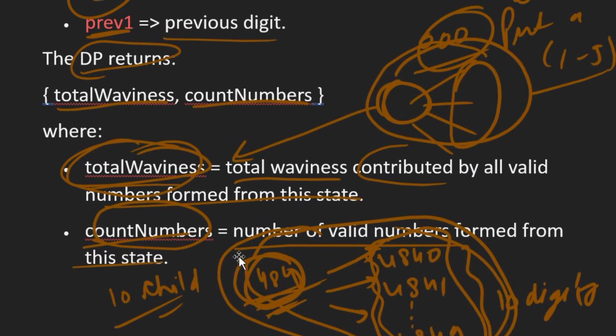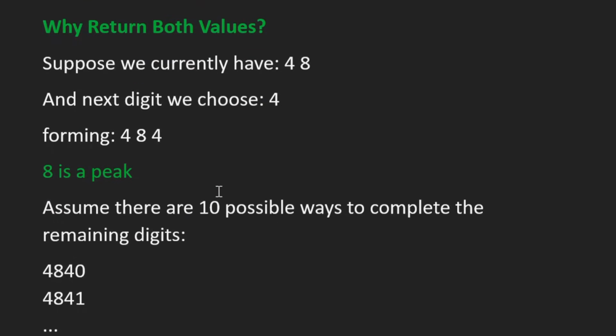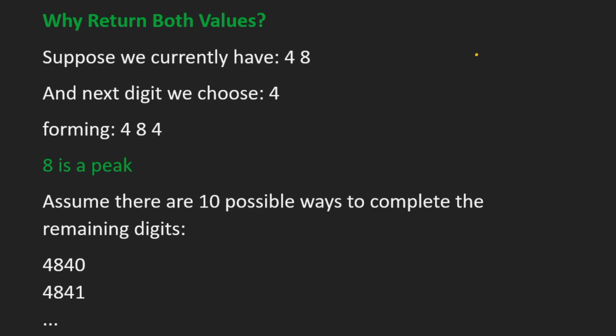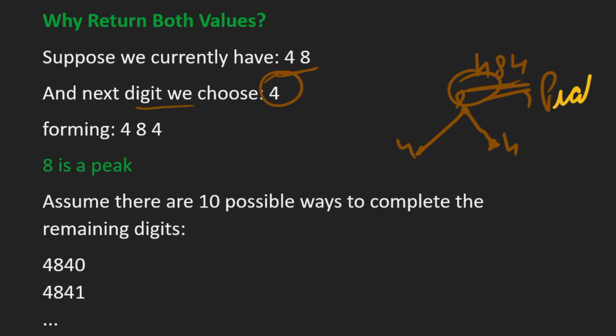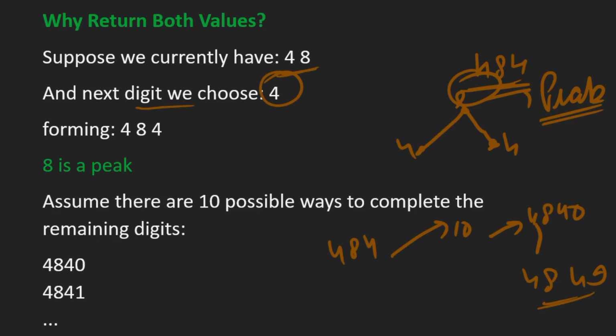So these are the two things that we get from the DP. Now you may think why we are returning both these values. Suppose we currently have 48 and the next digit that we have taken is 4. So now we have 484. If we see 484, this 8 forms a peak, right? And as we have already discussed, from 484 we can form 10 numbers, from 4840 to 4849.